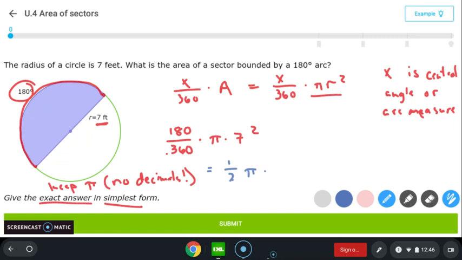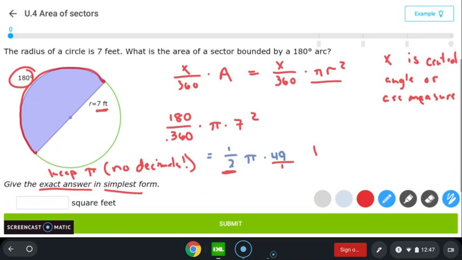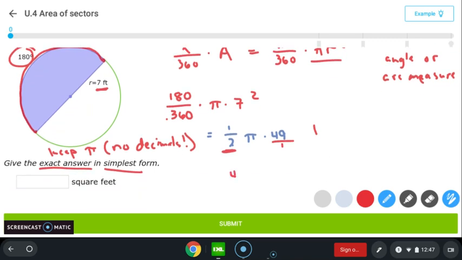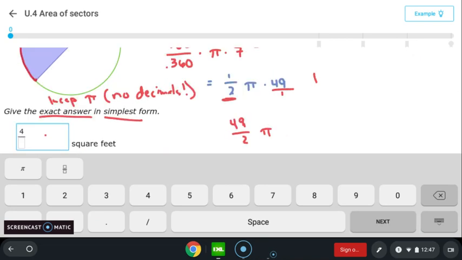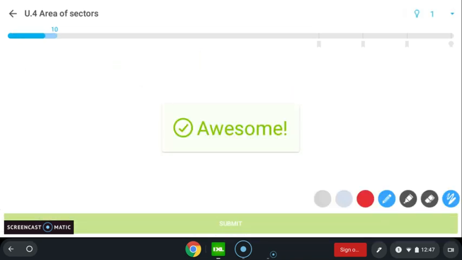Leave pi just as that symbol, kind of like you would leave a variable. And then 7 squared is 49. Multiply the numbers, so 1/2 times 49, or 49 over 1, is 49 halves, and keep the pi. And so that is going to end up being our answer. We'll go ahead and type that in. We'll type the fraction 49 halves pi. And there we go.